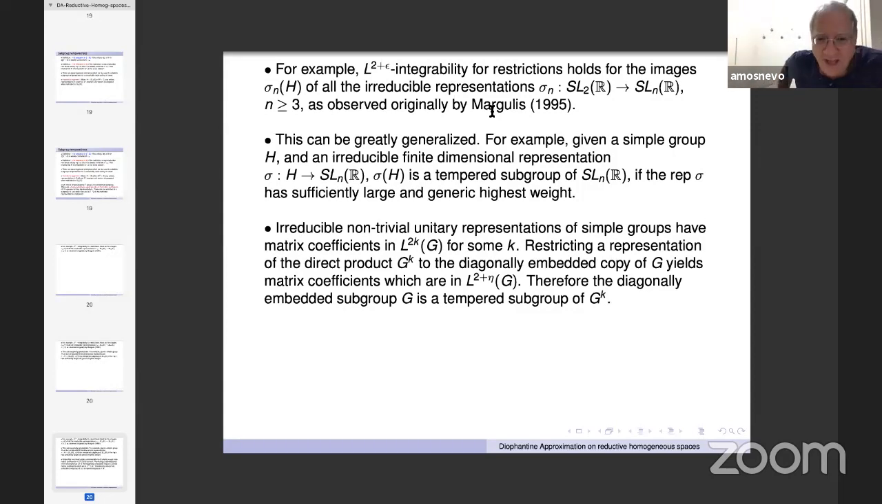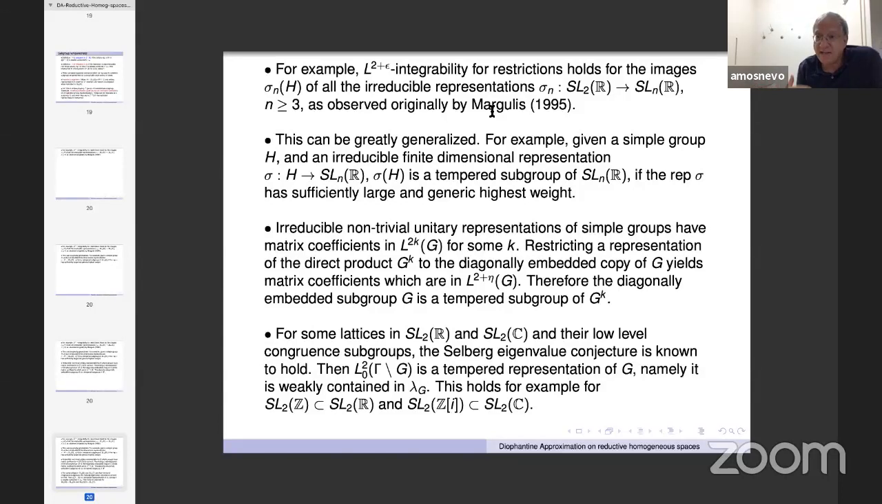Okay, so irreducible non-trivial unitary representations of simple groups have matrix coefficients in L^2k(G) for some k. So if you take a high L^p, then it's okay. And restricting a representation of the direct product group G to the power k, that is k copies of G, to the diagonally embedded copy of G yields matrix coefficients which are in L2 plus epsilon. And so therefore the diagonally embedded subgroup G is a tempered subgroup of G^k. This is very useful in certain arguments associated with restriction of scalars.